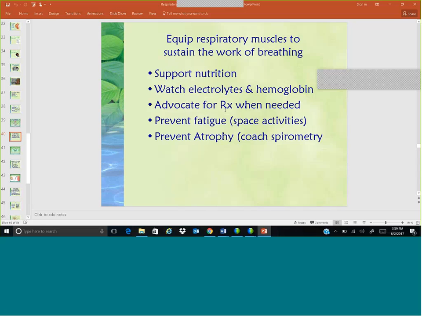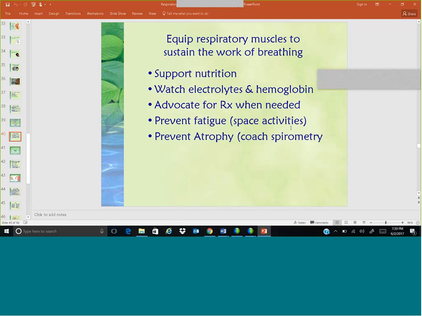Advocate for prescriptions when needed. That's for your asthma patient. Think about that. If they're using their albuterol inhaler 6 times a week, then we need to put them on maintenance medication. We need to be calling the doctor and saying that they need more. If they're on something, maybe it's not enough. Maybe they need a higher dose.